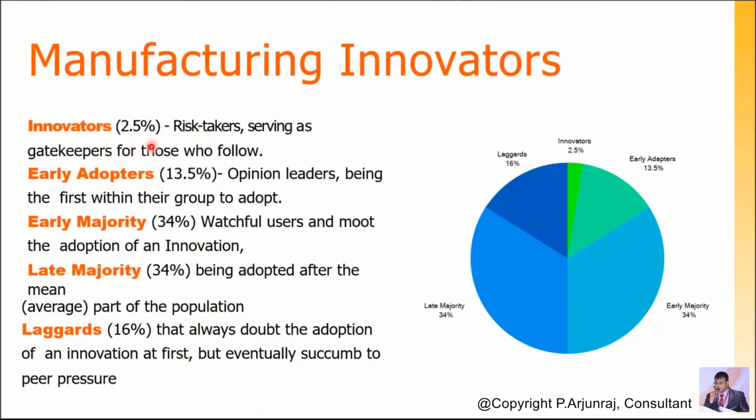2.5 percentage are the risk takers; out of 100, only 2.5 are risk takers. They are nothing but the innovators. And of the remaining out of 100, 13.5 percentage are early adopters, who are opinion leaders, 34 percentage are early majority, 34 are late majority, and 16 percentage are laggards.